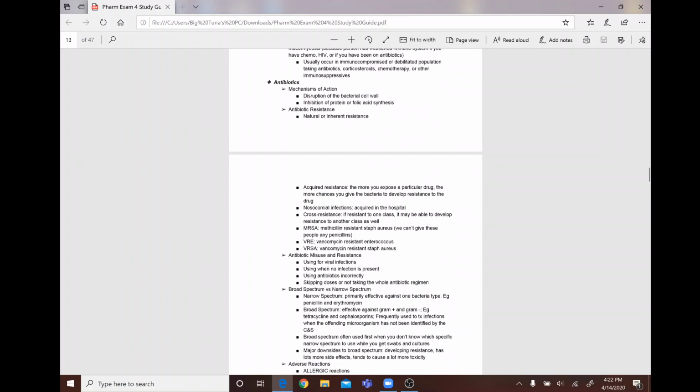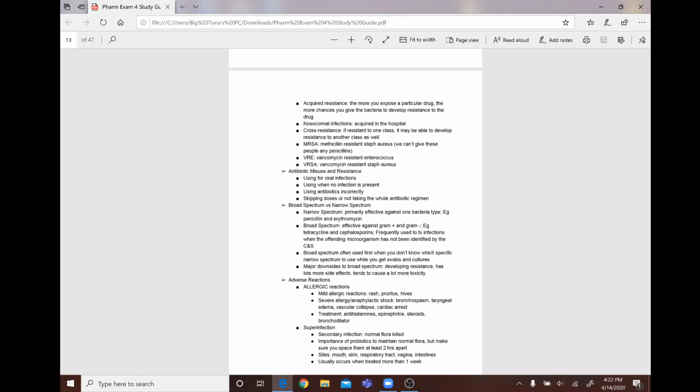Okay, going back over, antibiotics' mechanism of action is disruption of bacterial cell wall, inhibition of protein or folic acid synthesis. We also have antibiotic resistance, which is natural or inherent resistance. Acquired resistance is the more you expose bacteria to a particular drug, the more chances you give them to develop resistance to that drug. Nosocomial infections are infections that are acquired in the hospital. Cross resistance is basically if you're resistant to one class, you may be able to develop resistance to another class as well.